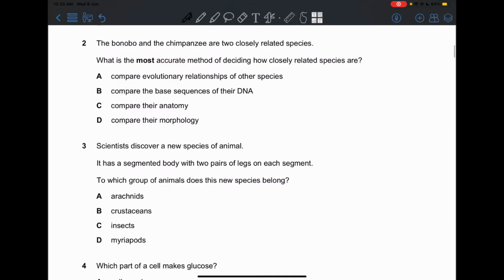Now, number 2, the bamboo and the chimpanzee are 2 close related species. What is the most accurate method of deciding how close related species are? Now, we know that the most accurate method is using or comparing the base sequence of their DNA. Anatomy and morphology were methods that were used in the past, but they are not as accurate. So, the most accurate is DNA, so that's going to be our answer.